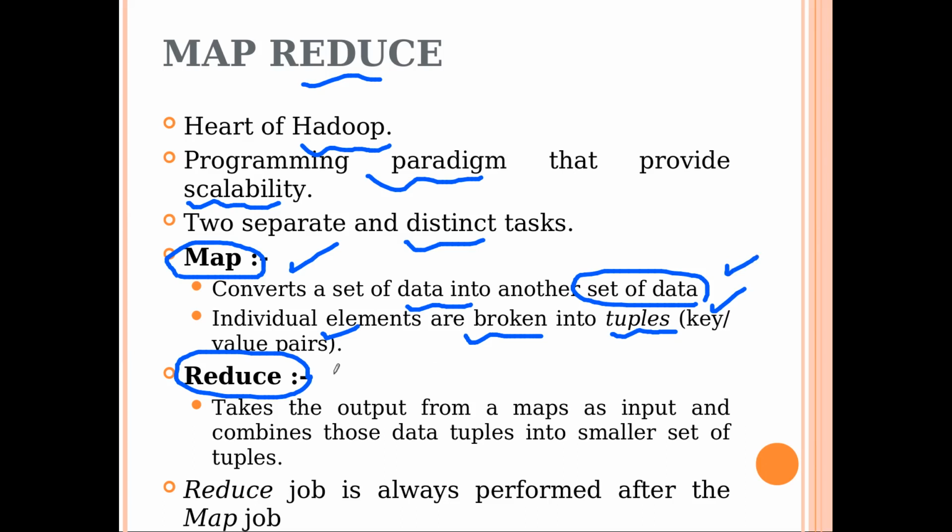And the task of reduce is that it takes the output from the map function as the input, and combines these tuples from various servers to form a smaller set of tuples. So the reducer reduces the number of tuples from all the tuples received from the various map functions. The reduce job is always performed after the map job.